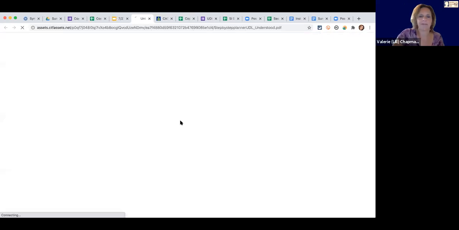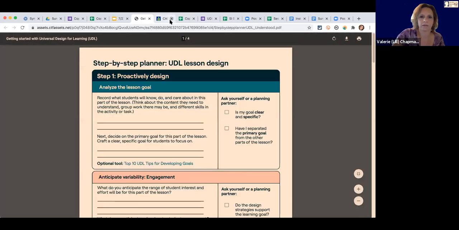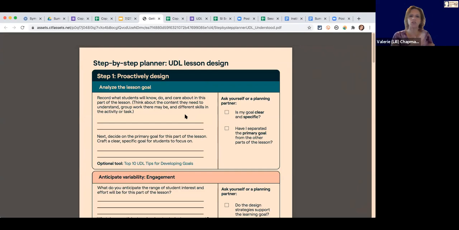This link, the step-by-step lesson UDL planner, is a PDF that you can download. If you look over here, you can see there's a download button, or you can print it, but you can download it for future use and then print it out. It helps you look through the areas of UDL and see if you're planning your lesson using those 3 principles in mind.